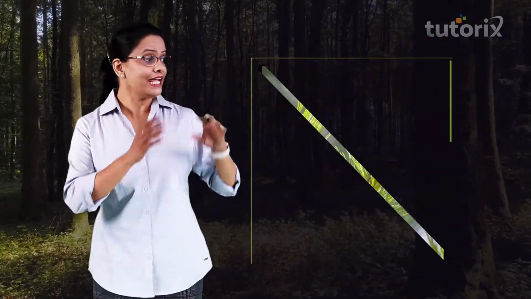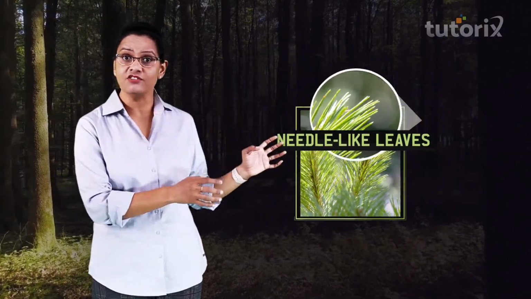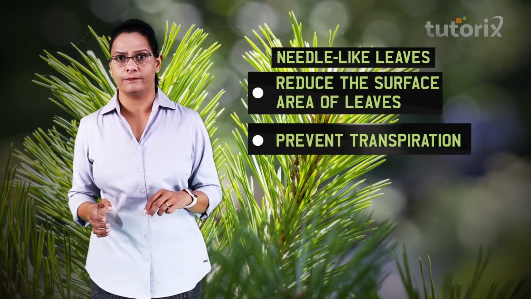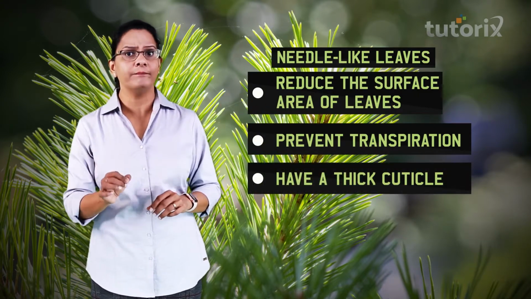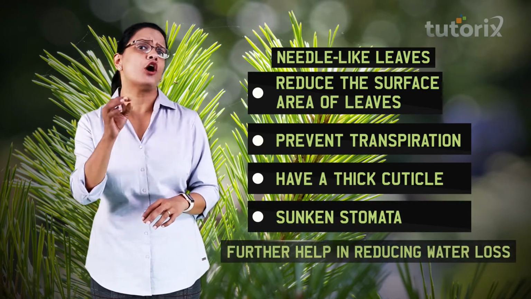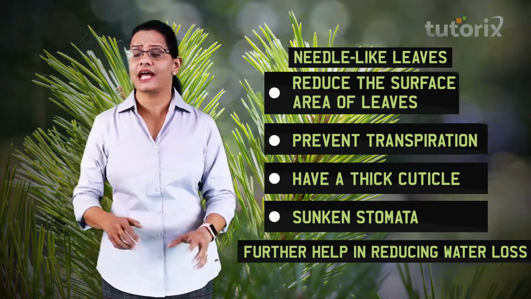In conifers like pines, small needle-like leaves are present. These needle-like leaves reduce the surface area of leaves and thus prevent transpiration. Also friends, these needle-like leaves have a thick cuticle and sunken stomata, as a result of which further water loss is prevented from the surface of leaves. So guys, we can say that the leaves in gymnosperms are evergreen and they are well adapted to withstand extremes of temperature, humidity as well as wind.